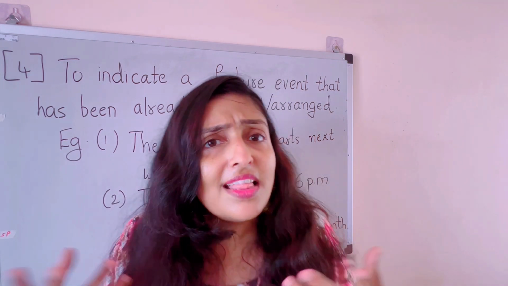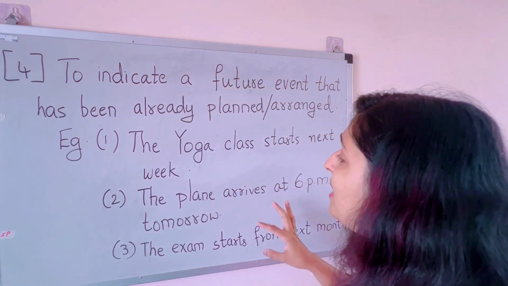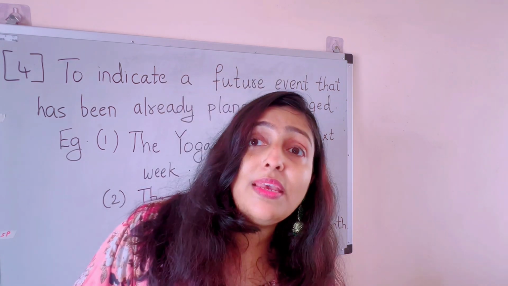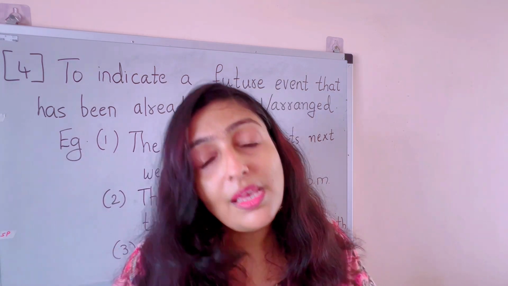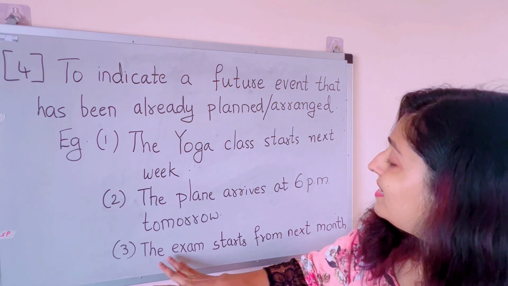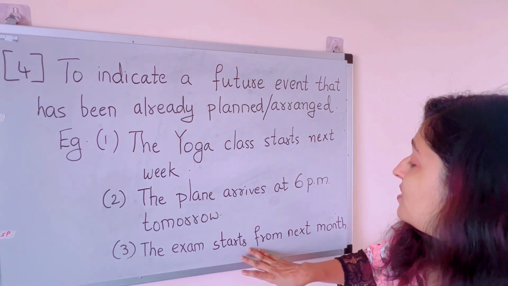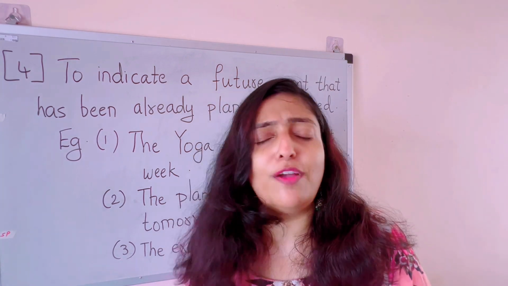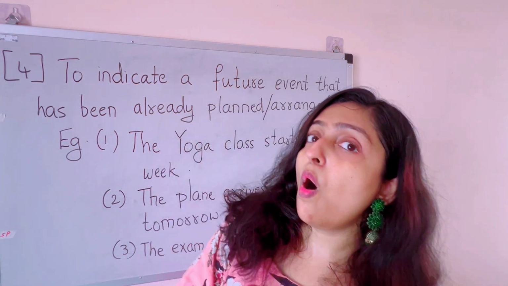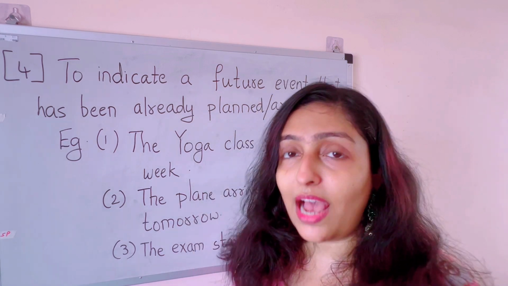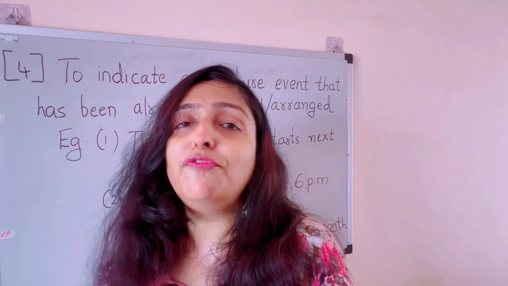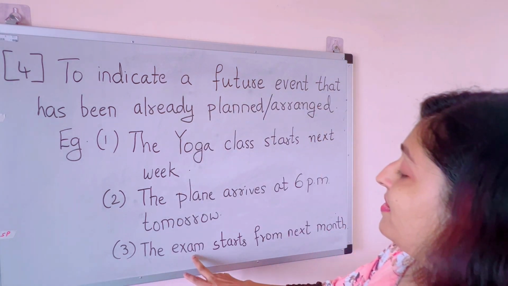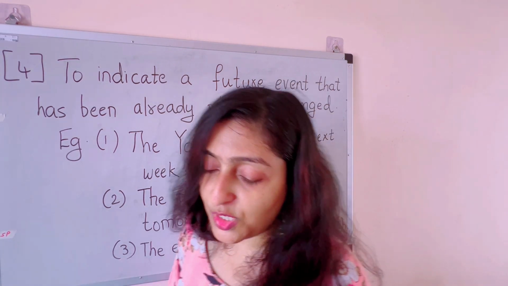There are no problems or any worst situation as such. So in that case, the plane arrives at 6 p.m. tomorrow. If someone is asking you what time the plane is coming, you say the plane arrives at 6 p.m. tomorrow. The third example is, the exam starts from next month. This is similar to the first one. You have chalked out, you have designed all the plans, organization and arrangement. You are sure enough that you are in a position to conduct the exam. The exam starts from next month.